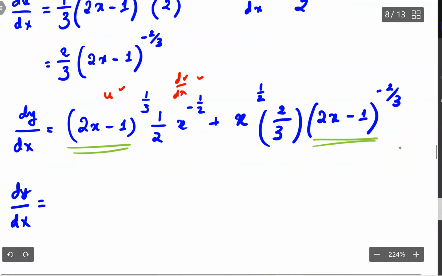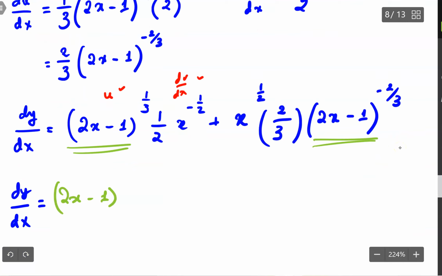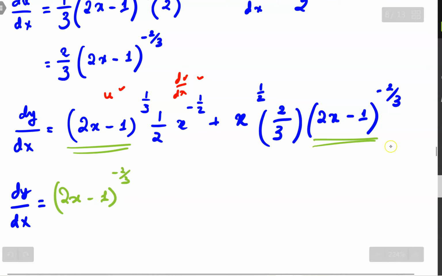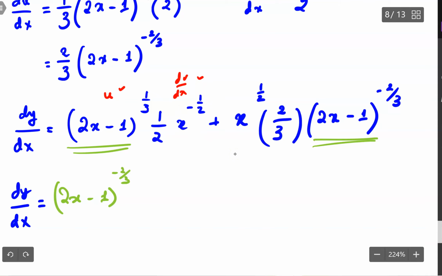So your common factor in this case will be 2x minus 1, all of it to the exponent negative 2/3. Okay? And your next common factor should be from x to the negative 1/2 and x to the 1/2. So which one has the smaller exponent? It is the x to the negative 1/2. So then I will take out the x to the negative 1/2. That will be my next common factor.